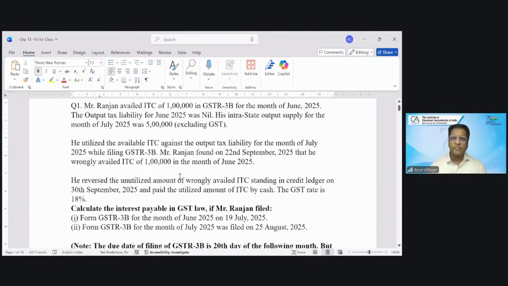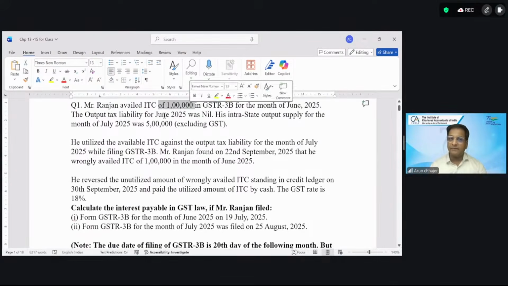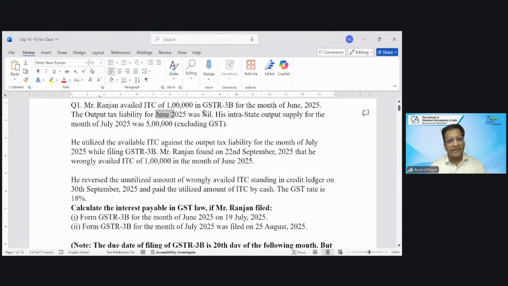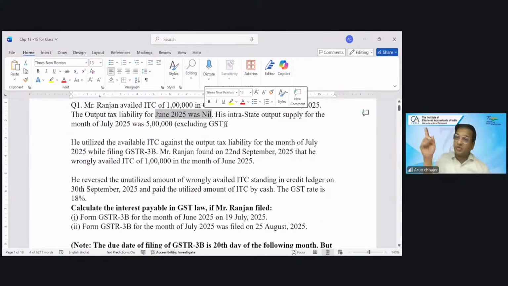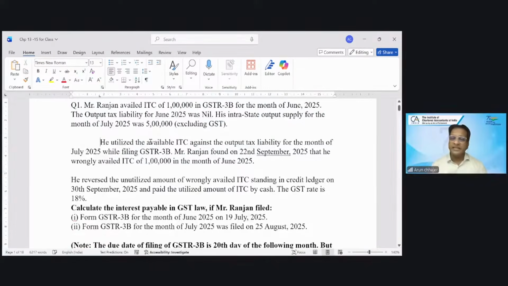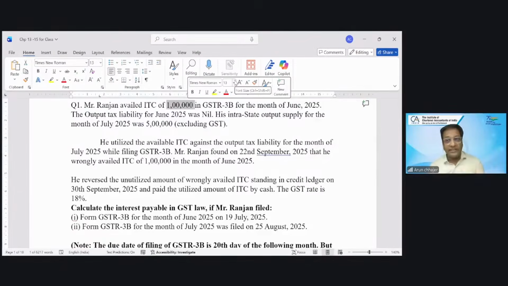So what we have understood? Ranjan has availed the ITC in 3B and output tax liability was nil. His intrastate outward supply for the next month, July, is rupees 5 lakh. He utilized the available ITC against the output tax liability for the month of July 2025 while filing the GSTR 3B. So this 1 lakh rupees was used for discharging the output tax liability in the next return.